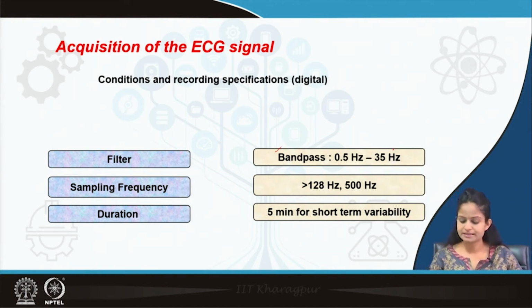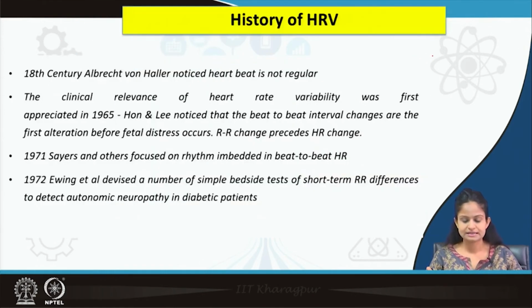Sampling frequency should be more than 120 Hertz. For duration, if you want to do short term HRV, a 5 minute recording is needed. If you want to do long term HRV, at least a 24-hour recording is needed. So, this is how the acquisition of the ECG signal is done.